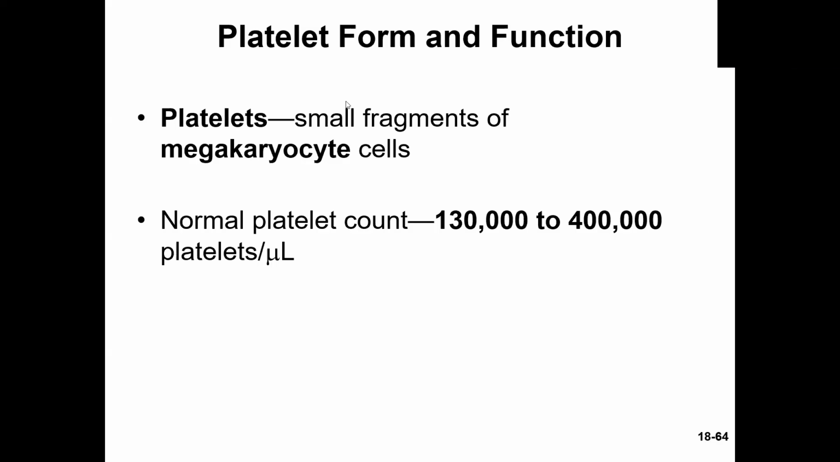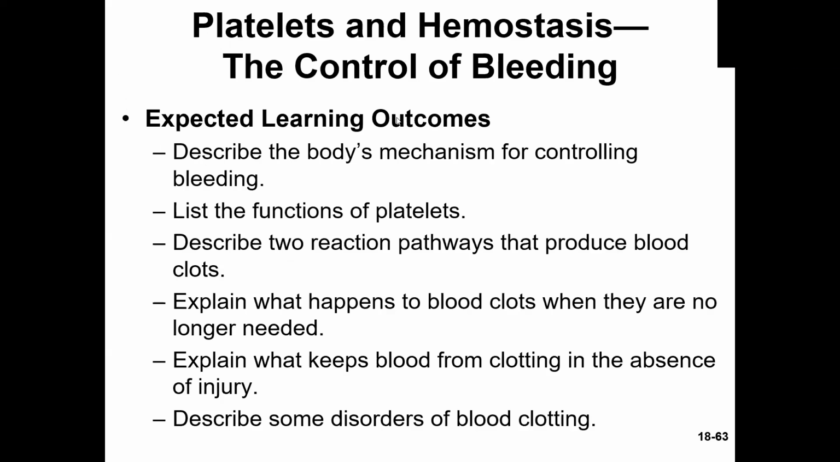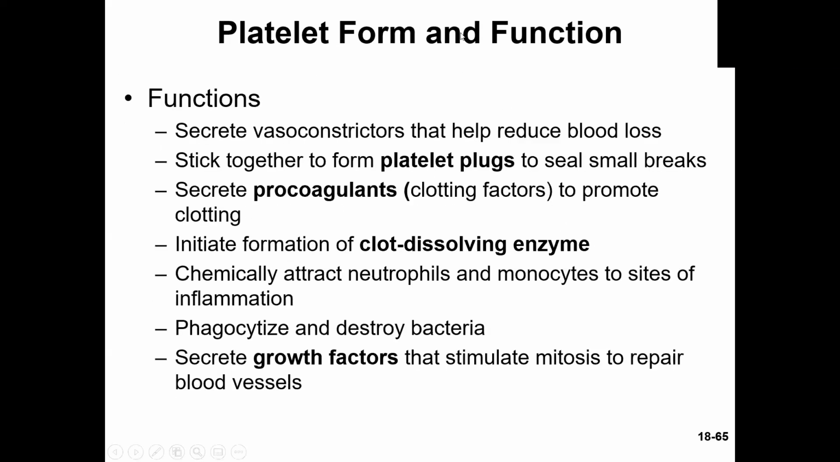Remember that platelets are fragments of cells. They are fragments of the megakaryocyte cell, which we saw within the stem cell line. A normal platelet count will be somewhere between 130,000 to 400,000, which is a big range. They function to secrete vasoconstrictors that will help reduce blood loss. I think we know that as well.